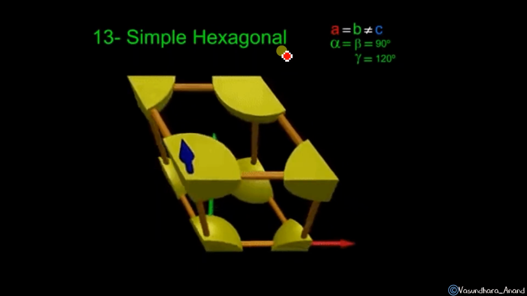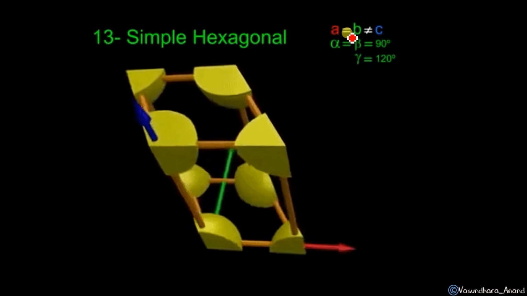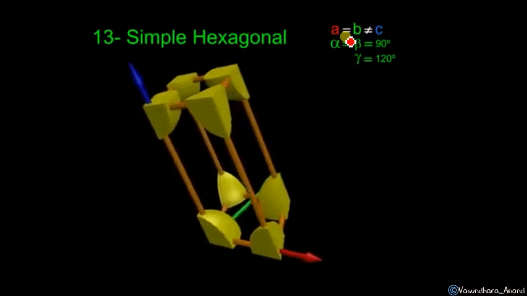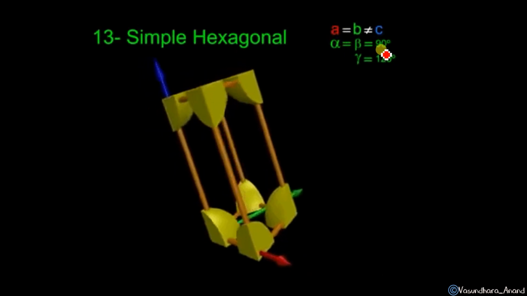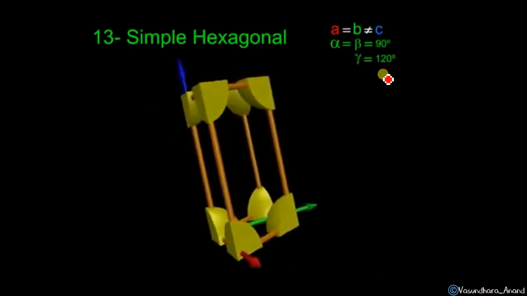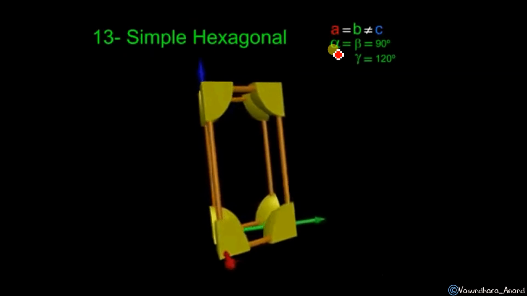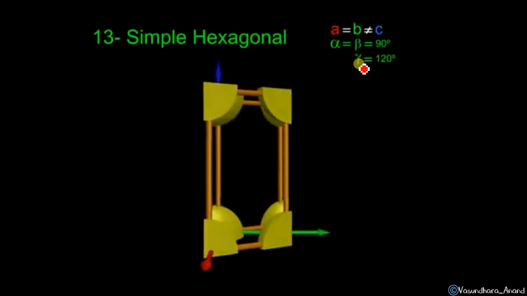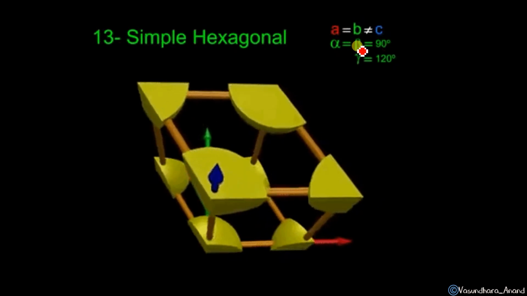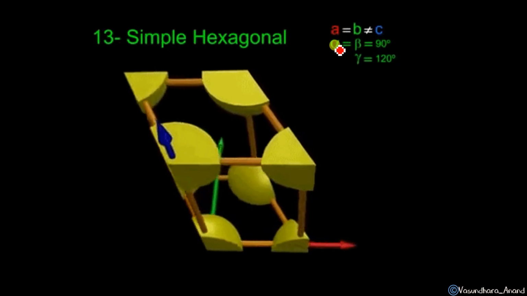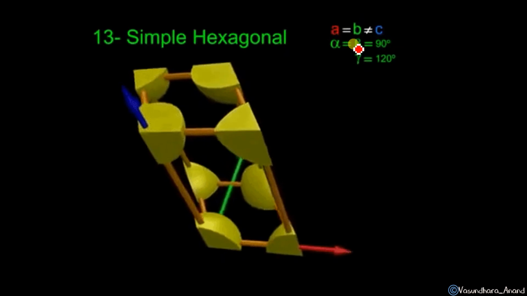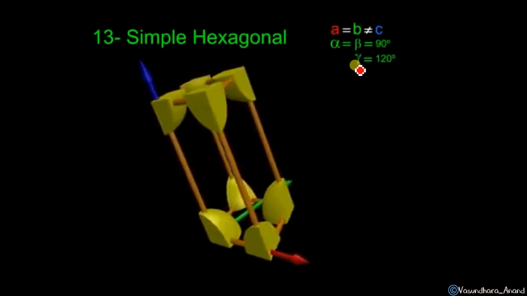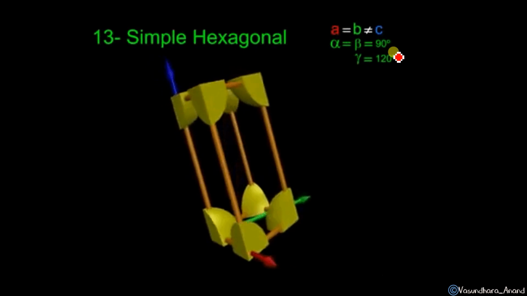Simple hexagonal. Hexagonal के लिए what will it be? A and B will be equal, but C will not be equal to these. Alpha and beta will be 90 degrees and gamma will be 120 degrees. Alpha, beta, gamma: you know that alpha is the angle between X and Z, gamma is the angle between X and Y, and beta is the angle between Y and Z. So X and Z, Y and Z के बीच का जो एंगल होगा that will be 90 degrees, but X and Y के बीच का एंगल 120 degrees होगा.